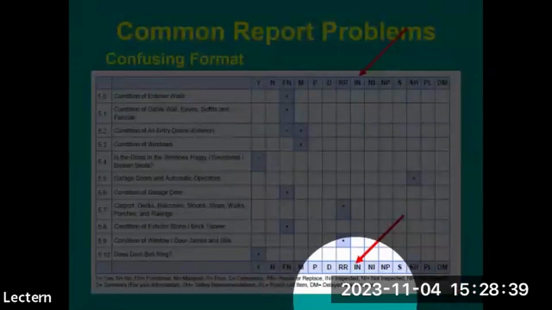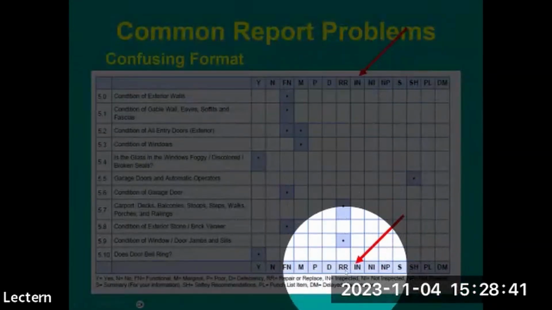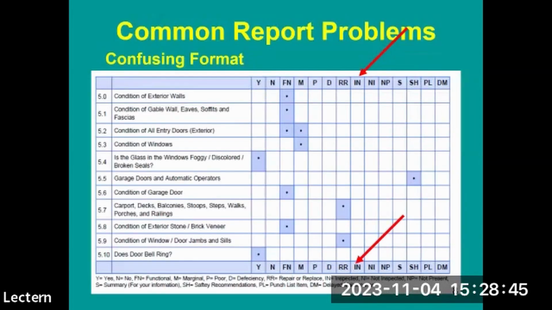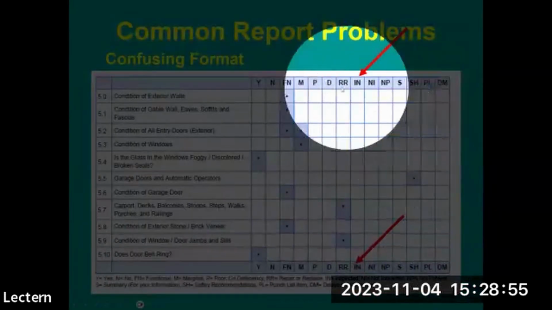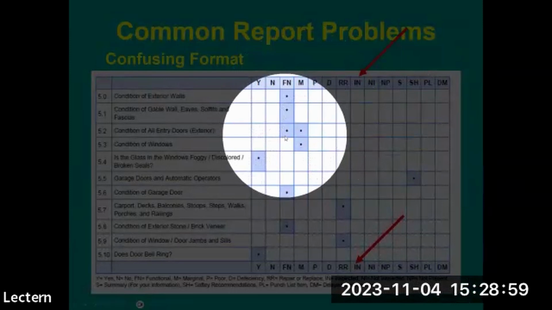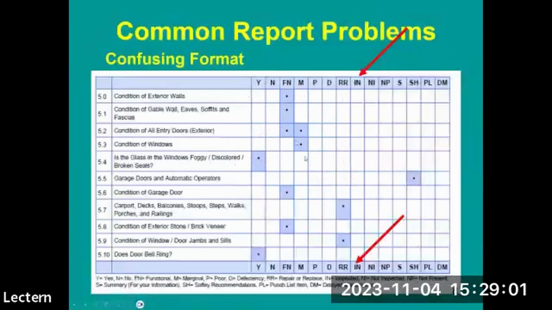So I'm looking at this thing going, what the heck does this mean? The first thing I see is in the inspected column, nothing was inspected. That's my interpretation, because nothing is bulleted. So that means nothing was inspected. However, the exterior walls are functional. The gable walls are functional.